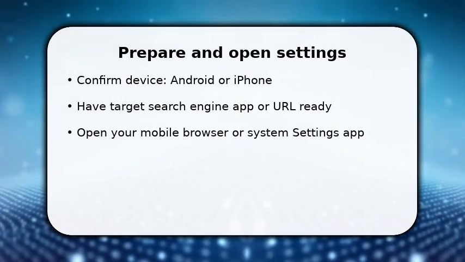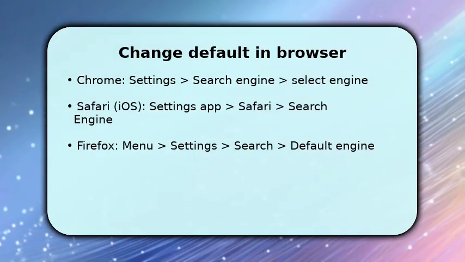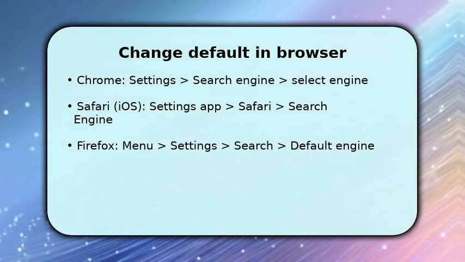You'll now change the default inside the browser itself. For Chrome, tap Menu, go to Settings, then Search Engine and pick your choice. This updates address bar queries.